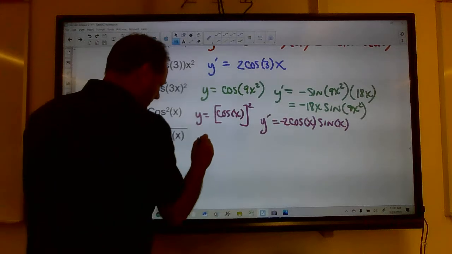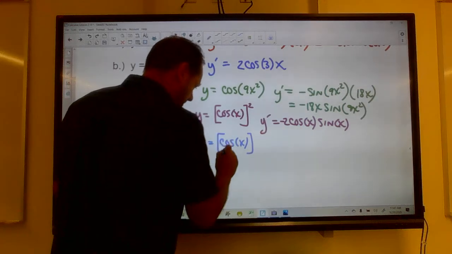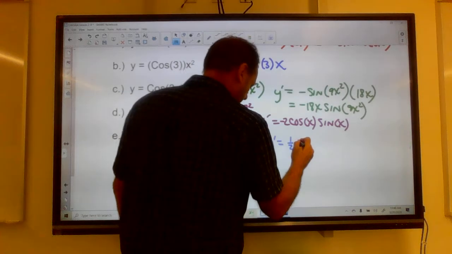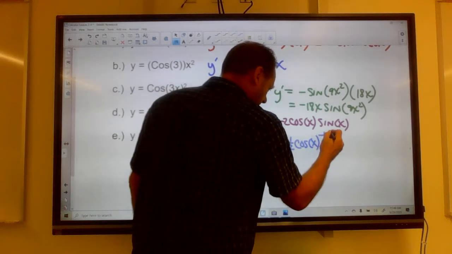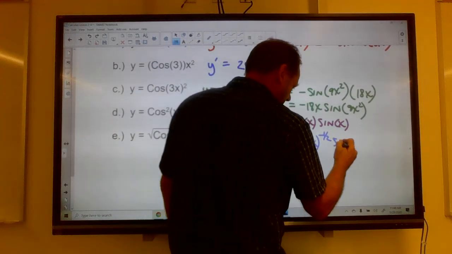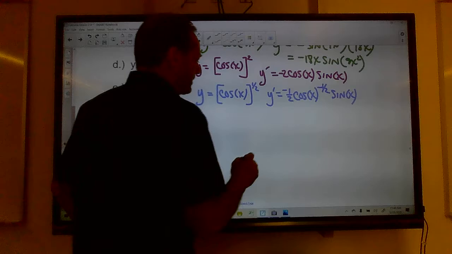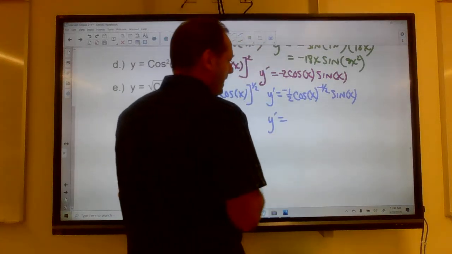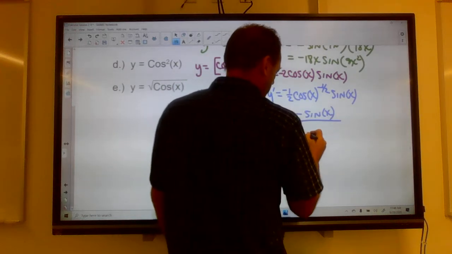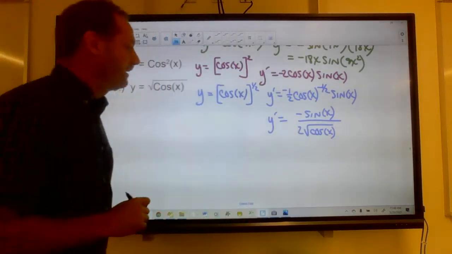Okay, I would rewrite this one as cosine x to the 1/2 power. Then y prime is 1/2 cosine x to the negative 1/2 times the derivative of cosine, which is negative sine. And then you could rewrite this as negative sine in the numerator, and I'm going to have the square root of cosine and a 2 down here for the 1/2.